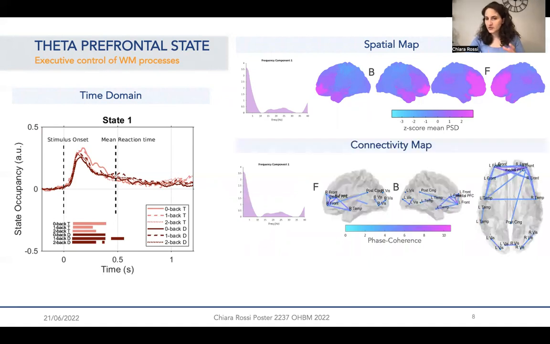The connectivity map shows a network that involves frontal regions, and then it also connects to the posterior cingulate cortex. These connections occur in the theta frequency band. Regarding the role of this state, we interpret it as the executive control of the stimulus encoding because of the involved prefrontal regions and the early activation of the state.